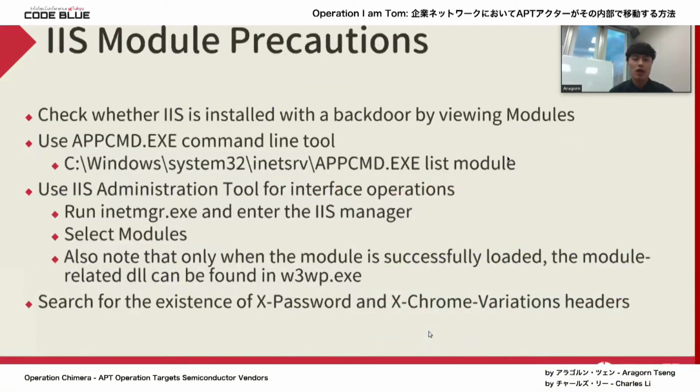And here are some precautions for IIS module attacks. First, you can use the appcmd command line tool and also use IIS Manager to list the modules in your IIS server. And second, you can search for the existence of X-password or X-cmd variations headers in your traffic.